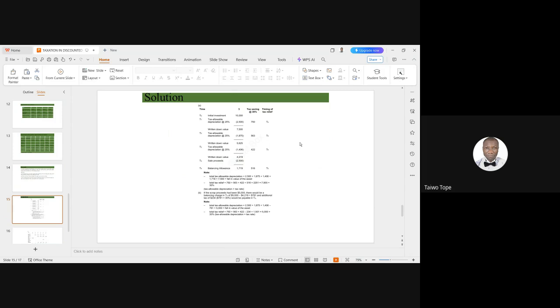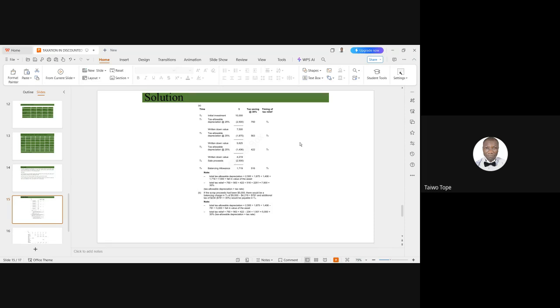And also at year 3, the written down value brought forward is 5,625. The tax allowable depreciation will be 25% of 5,625. You have 1,406. Now the tax savings will be 30% of 1,406. You have 422. And in year 4, the written down value is 4,219.